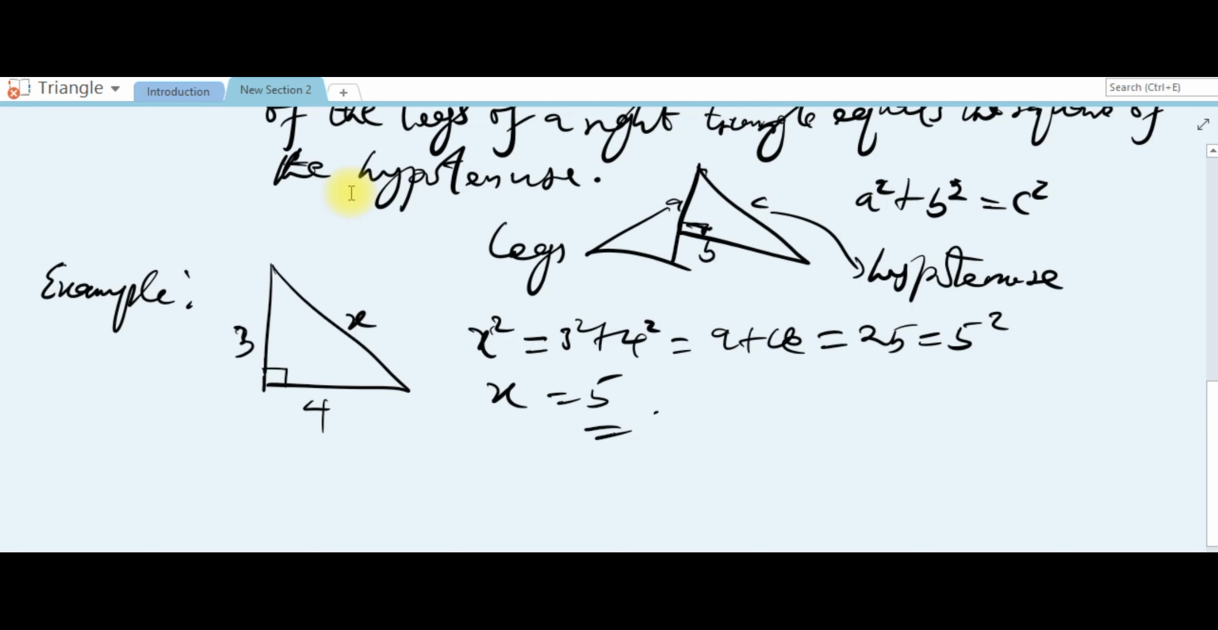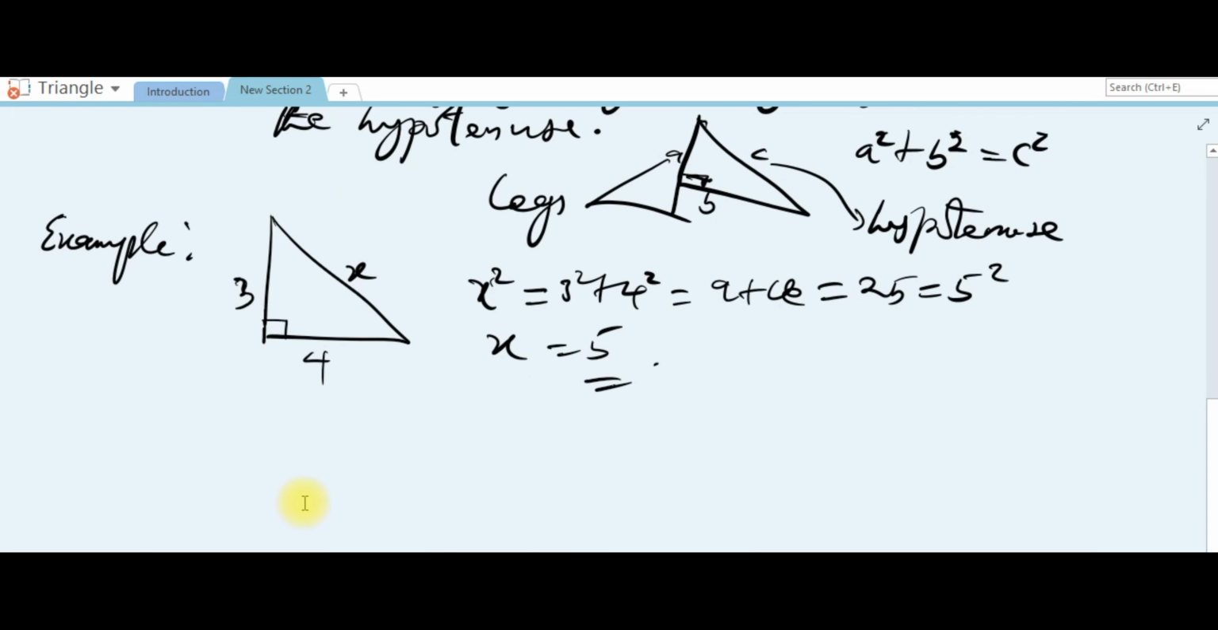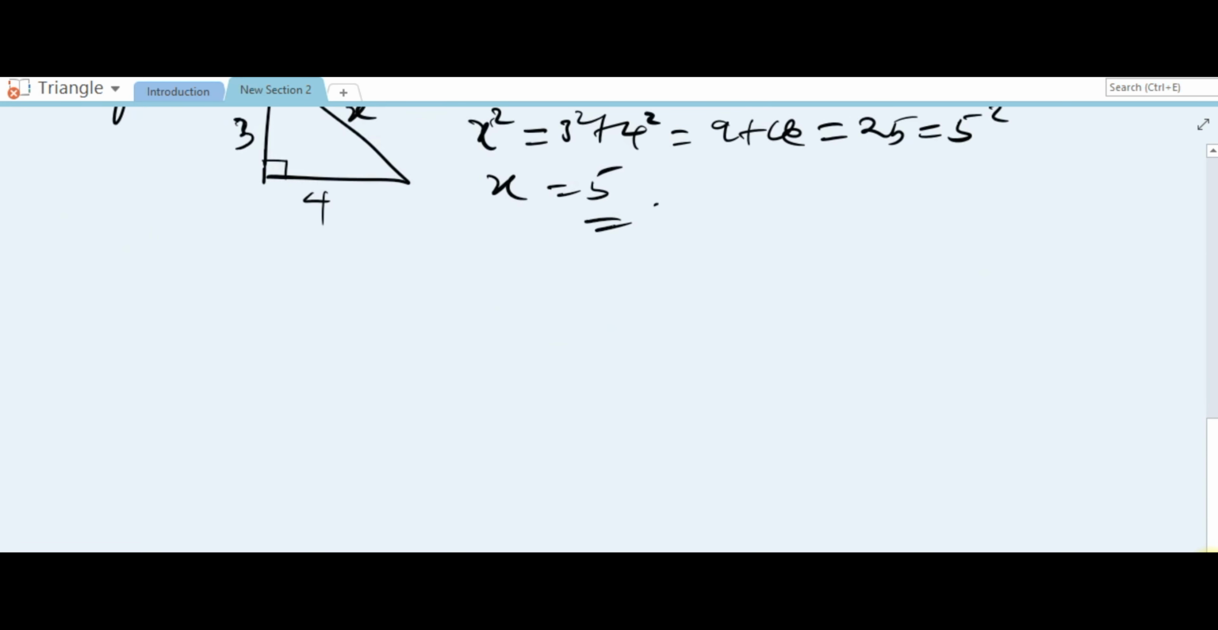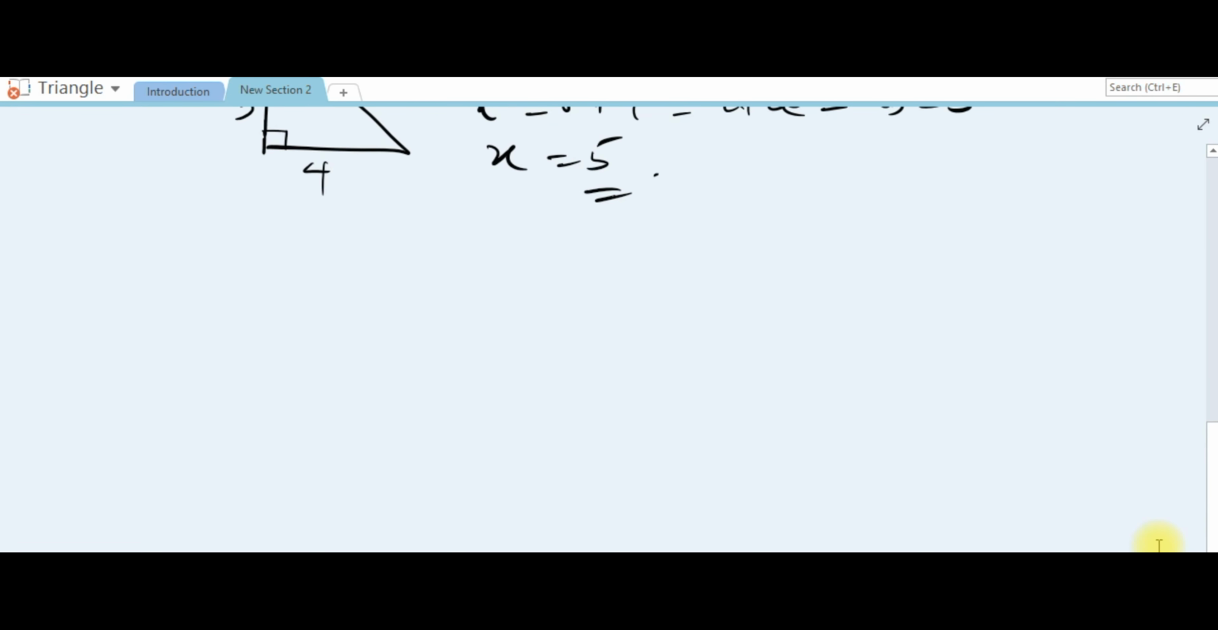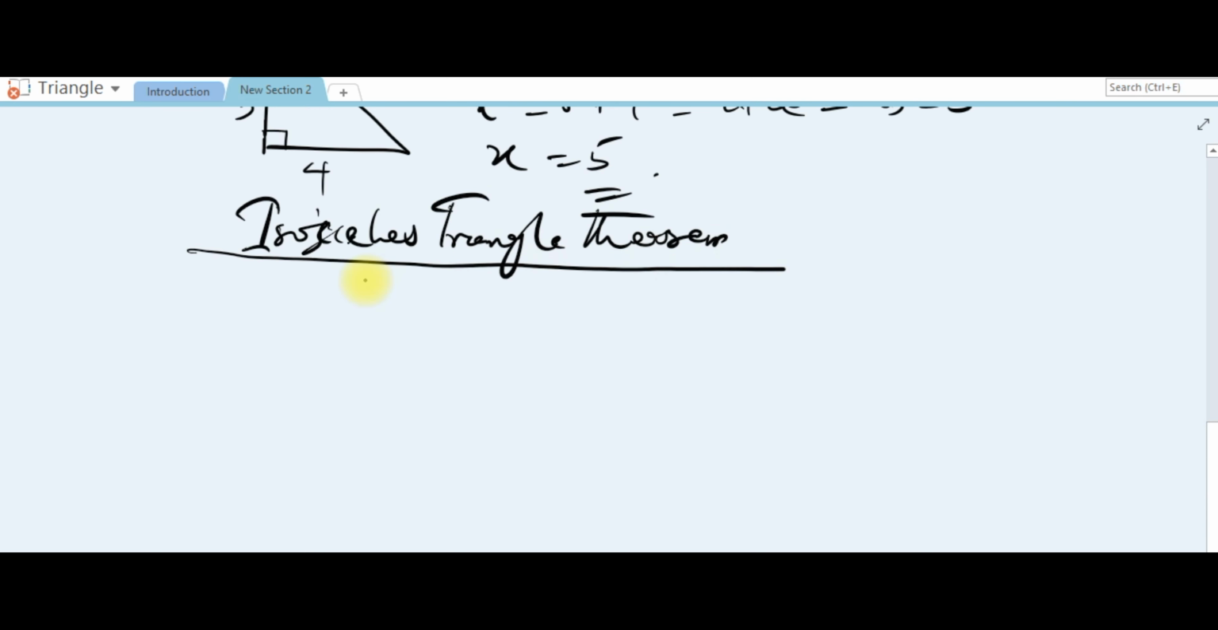The next theorem is the Isosceles Triangle theorem. So from the name, isosceles triangle, this is called the Isosceles Triangle theorem. The theorem is for isosceles triangles. It states that the base angles of any isosceles triangle are congruent.